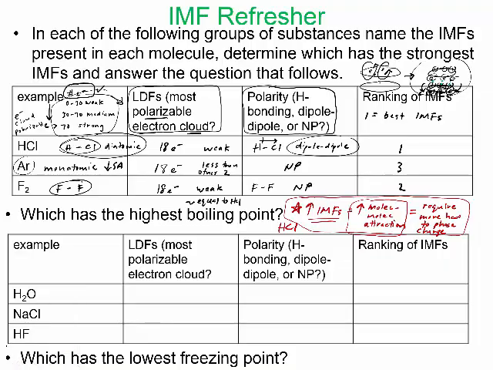Okay, so let's try this next example. H2O. So H2O has, and remember we're counting total electrons, the oxygen has 8, and then there's 2 more. So this only has 10 electrons. So this would be considered weak LDFs.